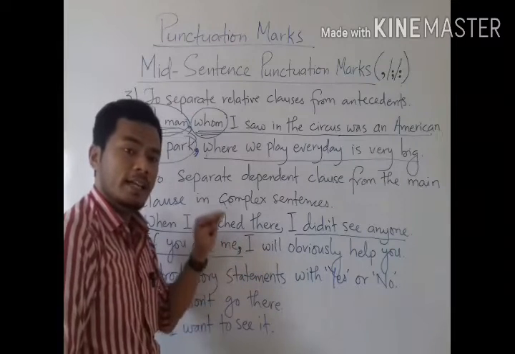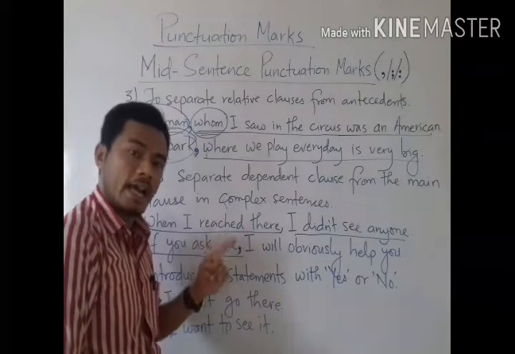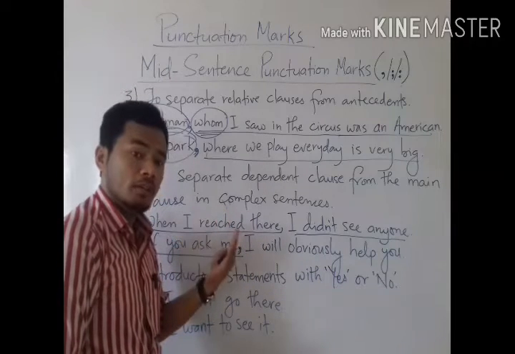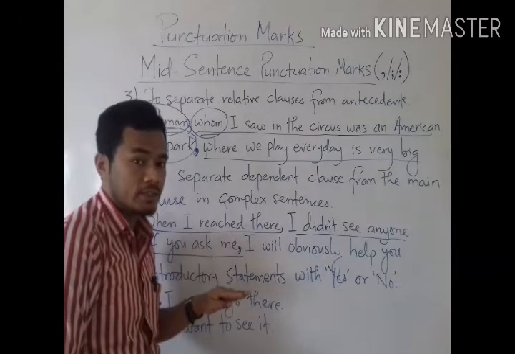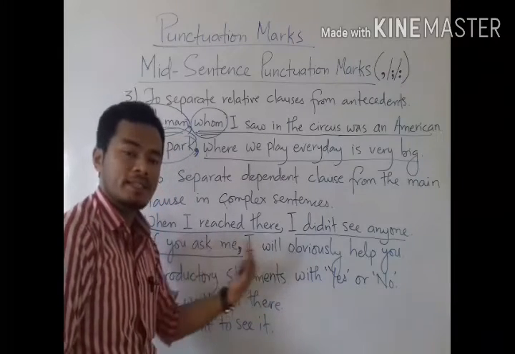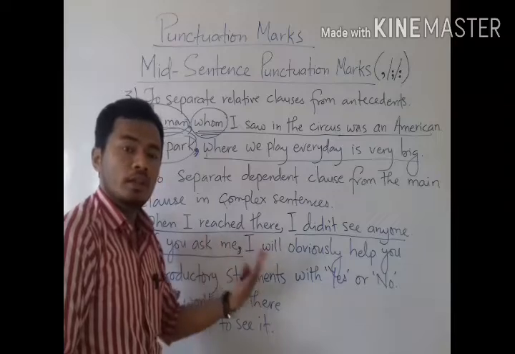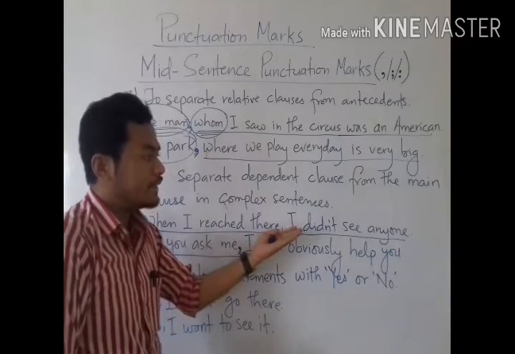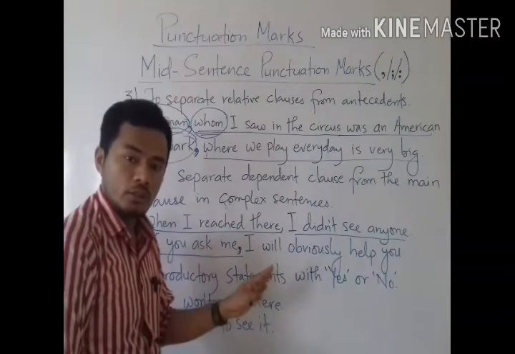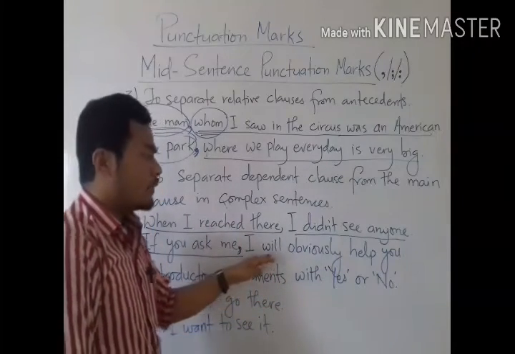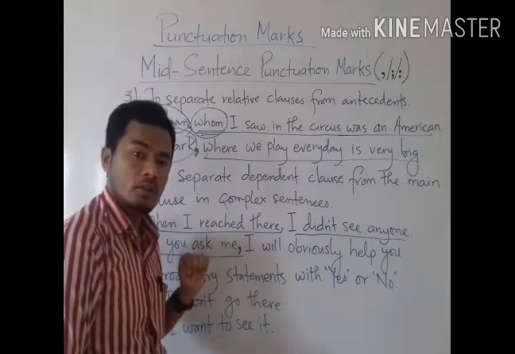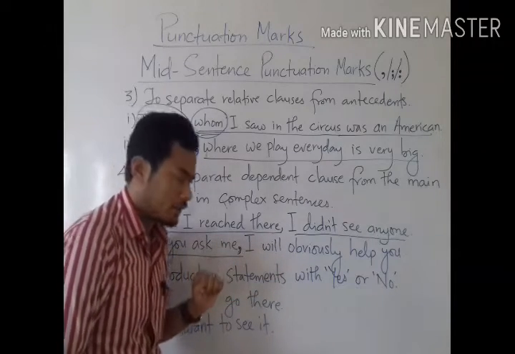If I use a dependent clause at first, then I have to put comma. Otherwise, if I put the independent clause first and the dependent clause later to make a complex sentence, then there is no need to put comma. Like I did not see anyone when I reached there. Here there is no need to put comma. In the same way, I will obviously help you if you ask me. Here also there is no need to put any comma.